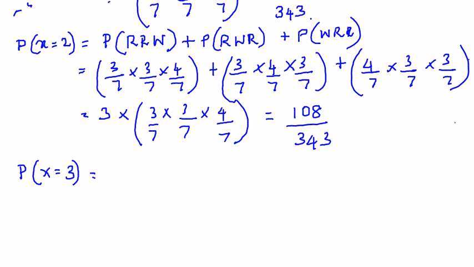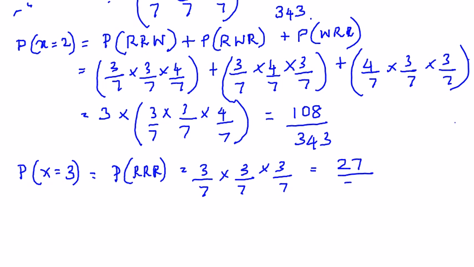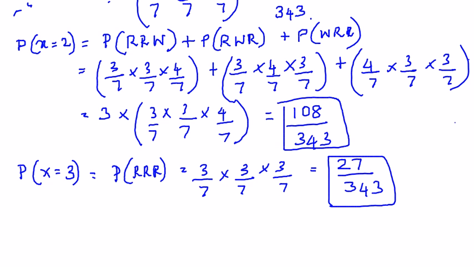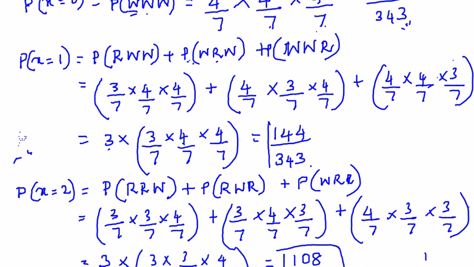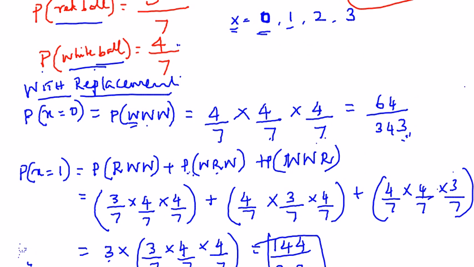Now, what is the probability that all are red balls, right? So that's going to be only 1 outcome, right? So it's going to be the probability of getting all red balls, which is nothing but 3 by 7 into 3 by 7 into 3 by 7, which is 27 by 343. So these are my different values for the different outcomes. See, it's pretty simple. Just do your multiplication properly.